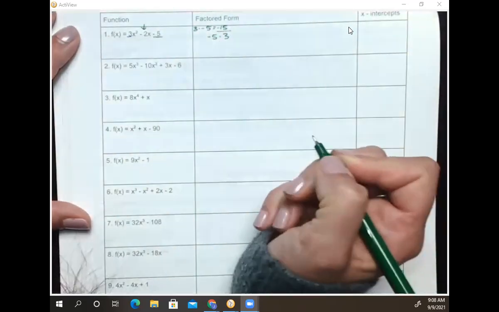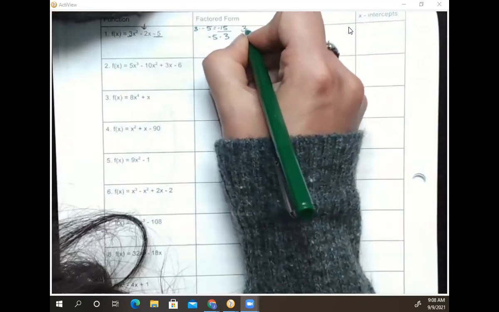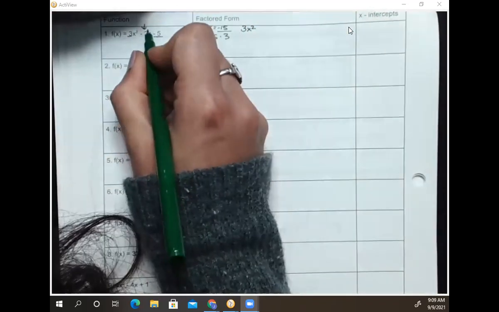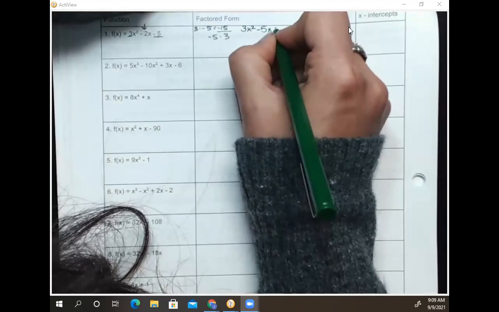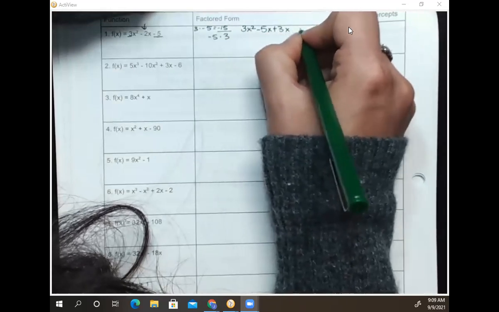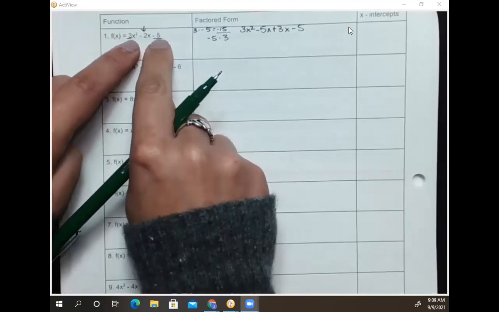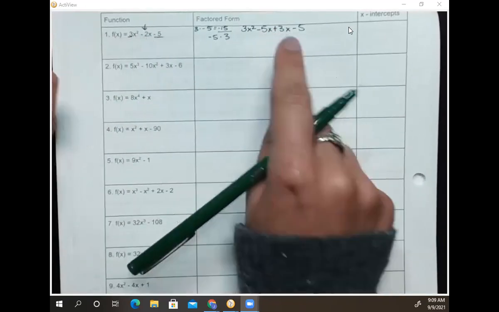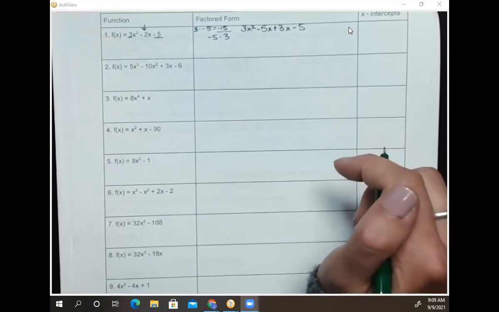So -5 and 3. That means I'm going to rewrite this, keep the first term the same, so 3x squared, by splitting up the middle using the factors that I've chosen. So -5x plus 3x minus 5. That end term stays the same as well. The ends stay the same. It's the middle that we change. Now I've rewritten it so that it has 4 terms.